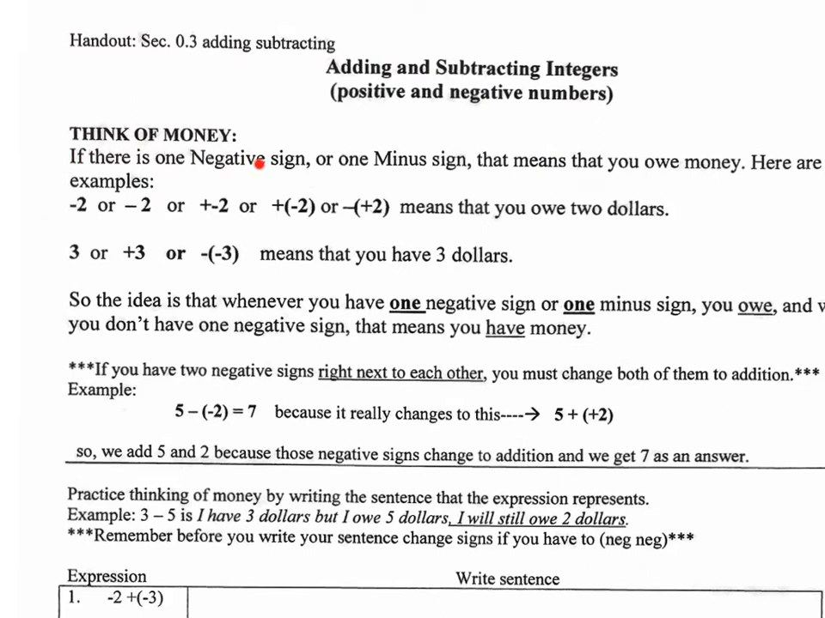If there's one negative sign or a minus sign, see, a negative or a minus is the same thing, all right? A negative means that you owe money. A minus sign means that you owe money, okay? So either a negative or a minus, it means that you owe money.